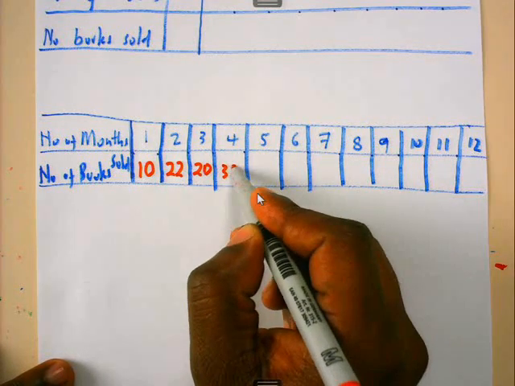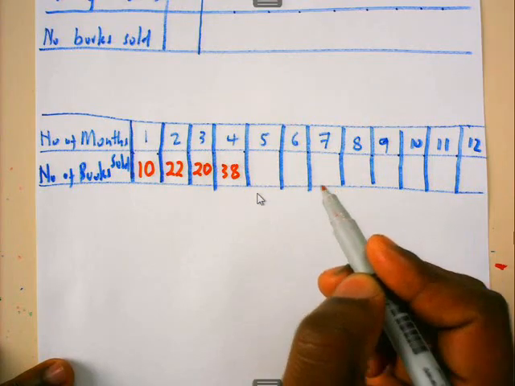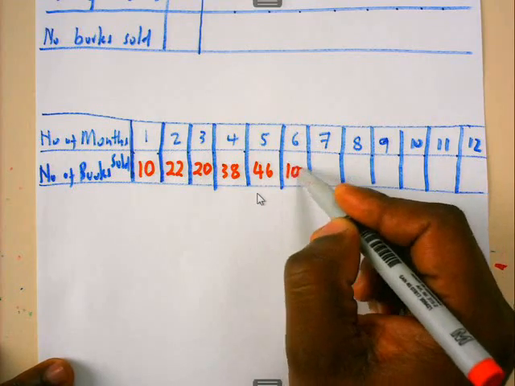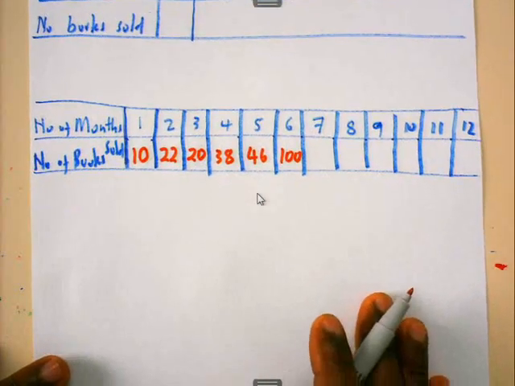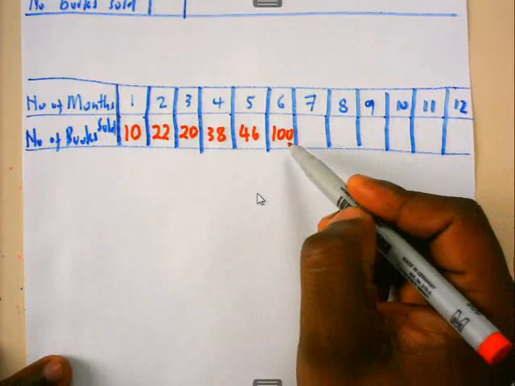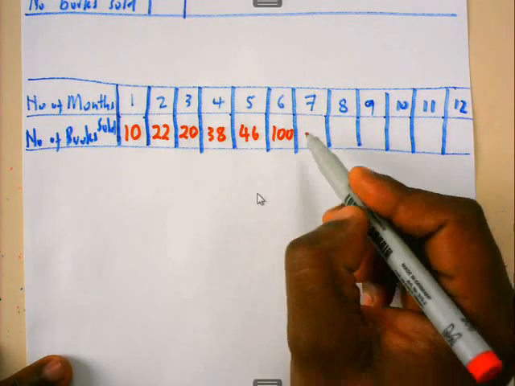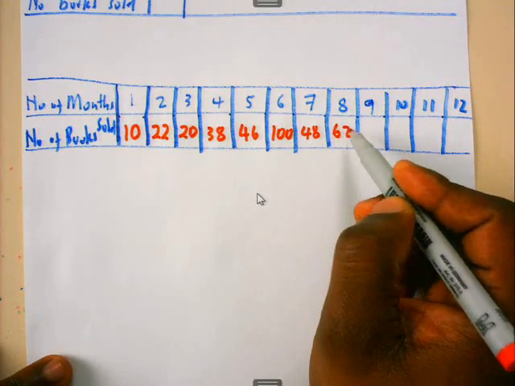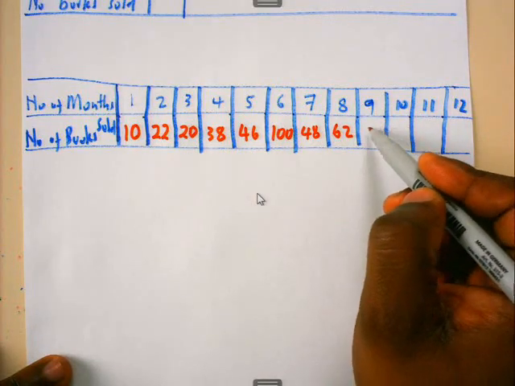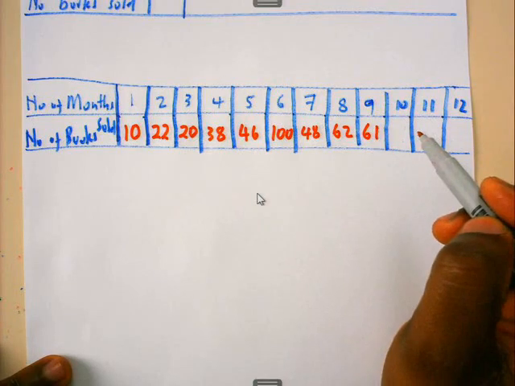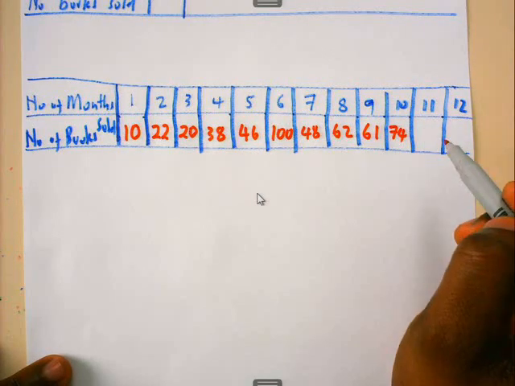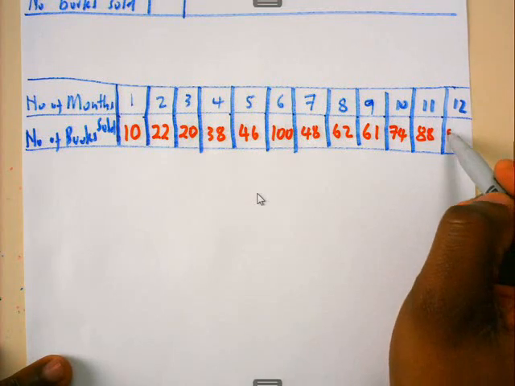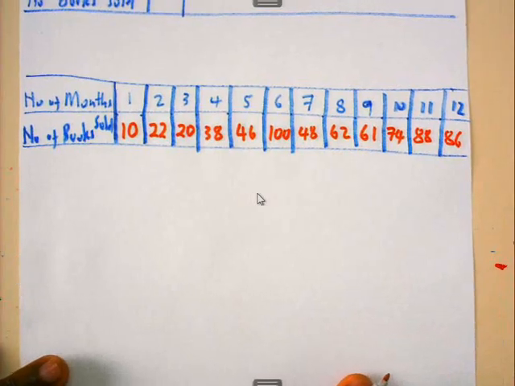On the fourth month, it sold 38 books. On the fifth month, it sold 46 books. On the sixth month, it was a very good month for the company. Around June, the company sold 100 books. On the seventh month, 48 books. 62 books on the 8th month. 61 books on the 9th month. 74 books on the 10th month. 88 books the 11th month, and 86 books on the 12th month.